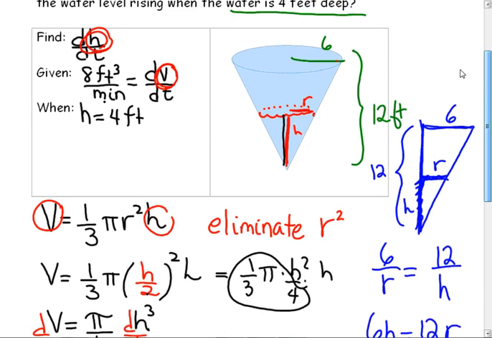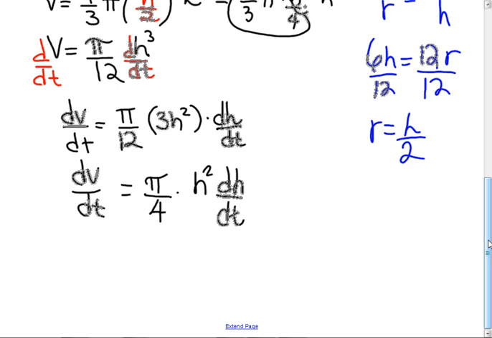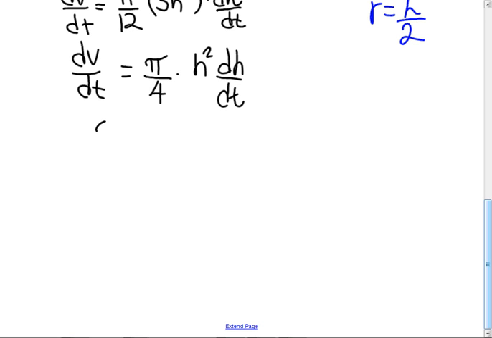Now I'm going to go back up here and see what I've got. I have dV/dt is 8. It's too complicated if I put the units in.